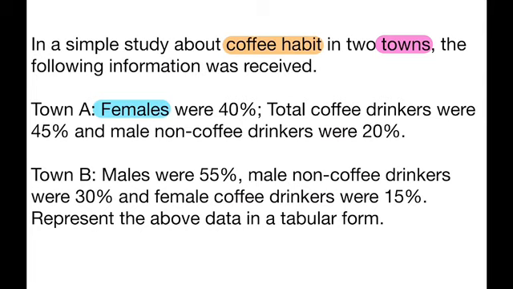The first golden principle is to identify the number of features, characteristics, or profile in the question. So the first characteristic or feature was the coffee habits. Either a person can be a coffee drinker or non-coffee drinker. Second one happens to be the town. There are two towns. And third one is the gender, male as well as female. So there are three characteristics mentioned in the question: coffee habits, towns, and gender.